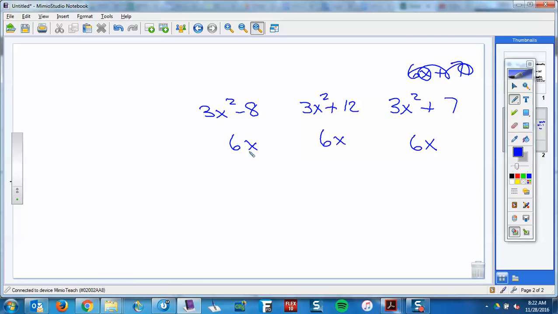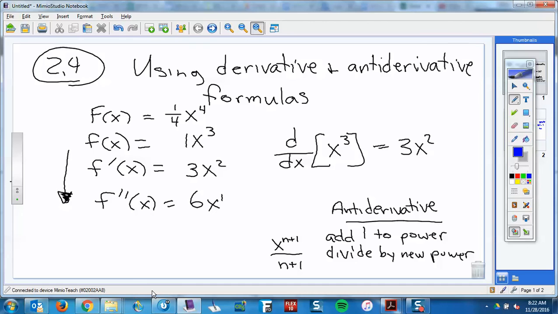we raise it up to a 2, we divide by 2, that gives us 3x squared. How do we know whether there's a minus 8 there, or a plus 12, or a plus 7? We don't, right? Think about what we just said here. When we go and do an antiderivative, let's do this line right here. When we go from F prime to F, just like we did on that graph in chapter 1, when you have an F prime graph and you go to the F graph, do you know where it is this way? You don't know. There's a lot of different options.